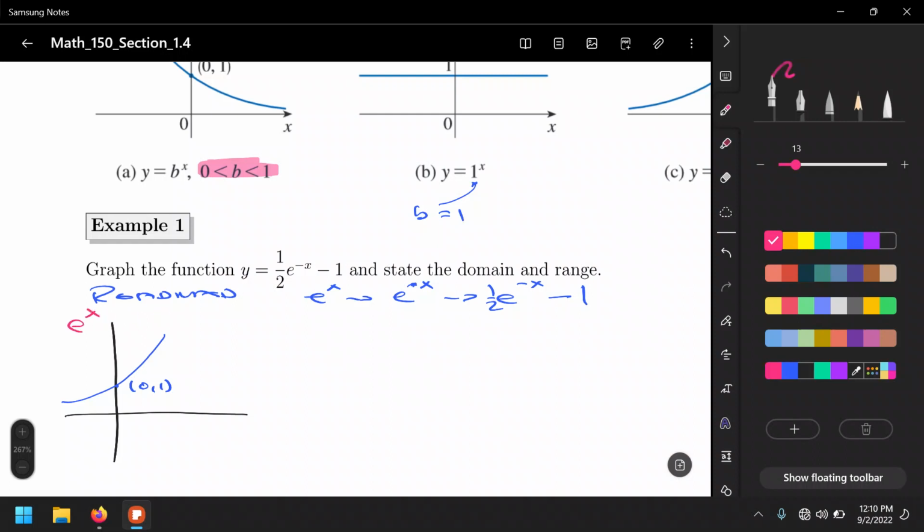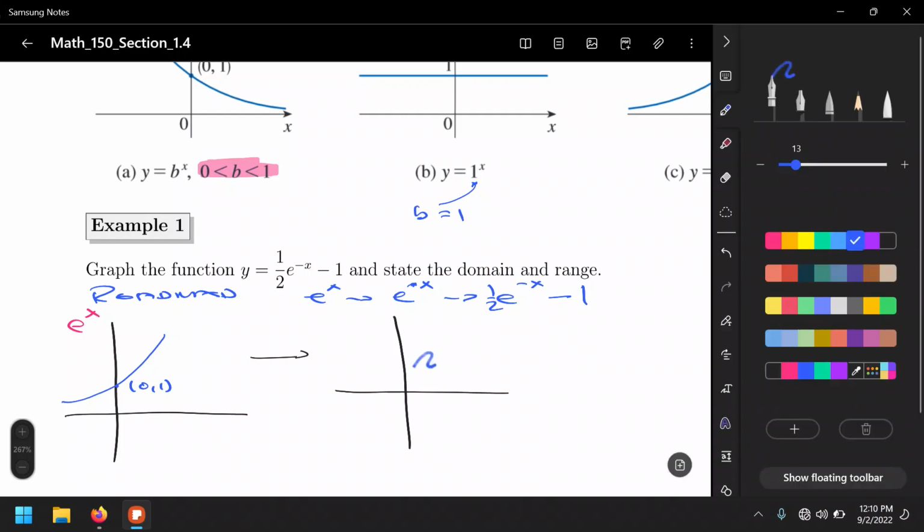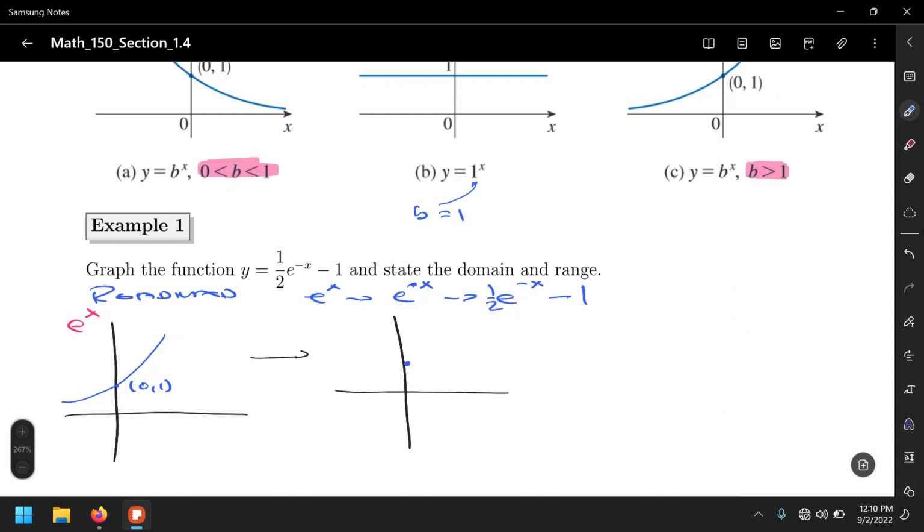E to the x. Okay, let's look at the first transformation of the graph. Well, again, what is the negative x in the exponent going to do? Reflect about the y-axis. So I'm going to draw the same graph with the same intercept. However, in this case, in the other direction. In fact, even the negative sign from the definition is going to tell us that it's going to be a decaying graph this time, right?